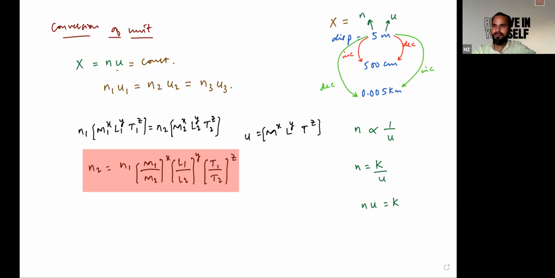Sir, what about that U? U is any unit in which we are calculating that particular X. Suppose you are calculating displacement, it would be just 5 meters. So meter is a unit which can be represented in terms of dimension like this.